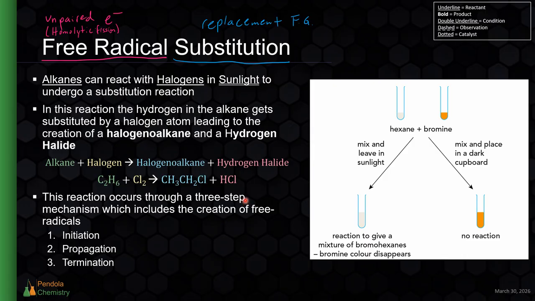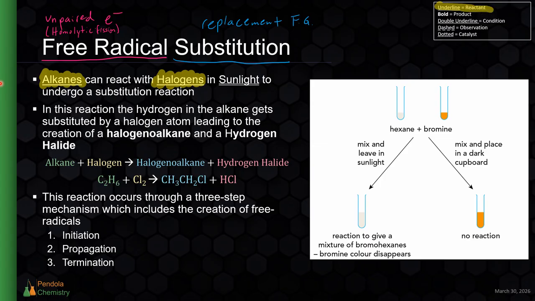Now, what exactly is free radical substitution? Free radical substitution is when an alkane, and again underline because it's a reactant, is going to react with a halogen in sunlight to undergo a substitution reaction. So here we have our two reactants, which are an alkane reacting with a halogen. So alkanes react with a halogen. And there is a specific condition here. Notice how that sunlight is double underlined.